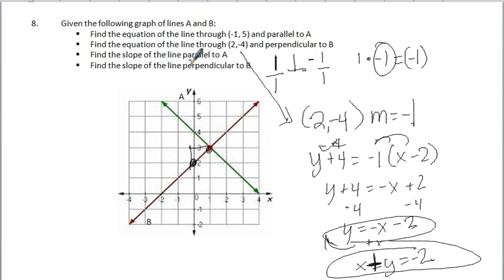So it says find the slope of a line parallel to A. Well, we did that a long time ago. Parallel to A was a negative slope, and it was -1 and 1, so -1, that's the slope. Perpendicular to B, that was +1 and 1. Perpendicular, we flipped and changed, so that was -1. And that's all you got to do.